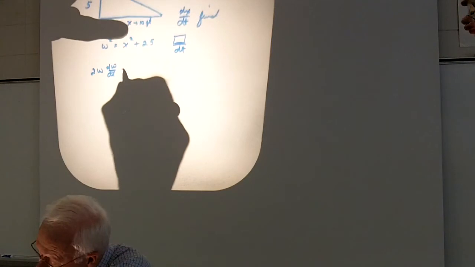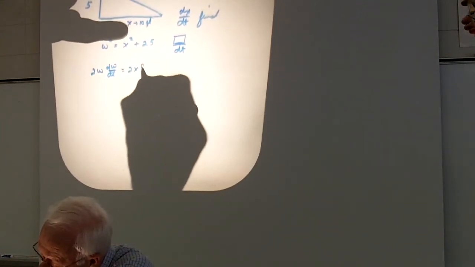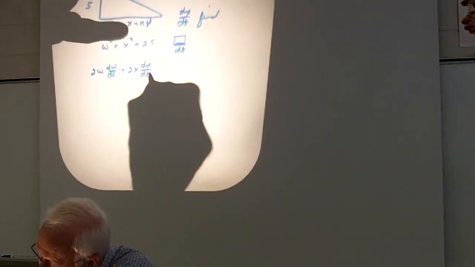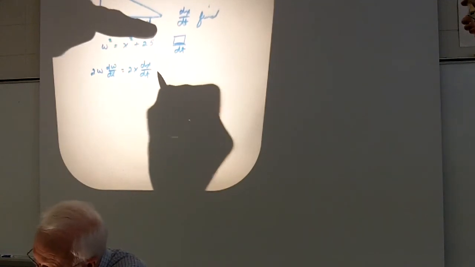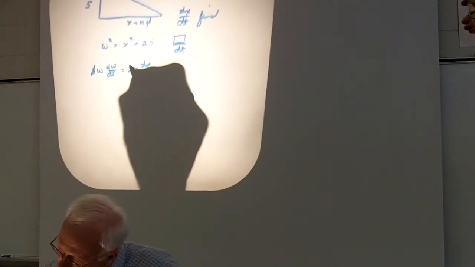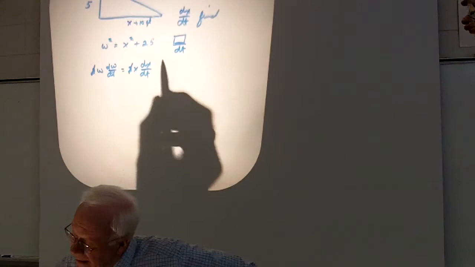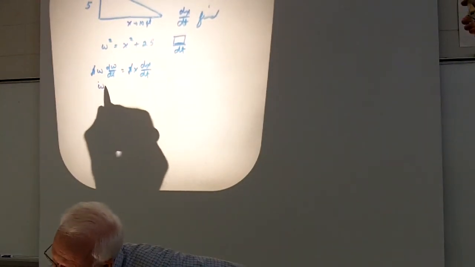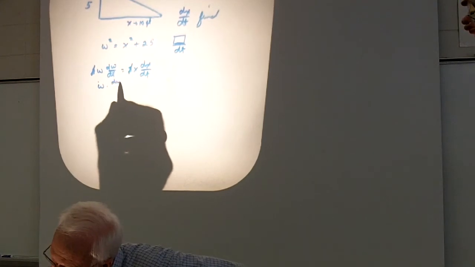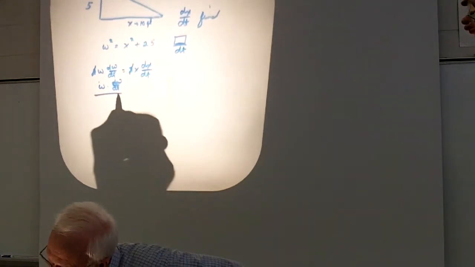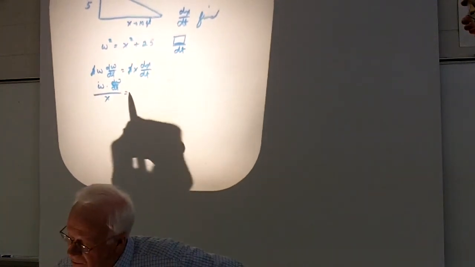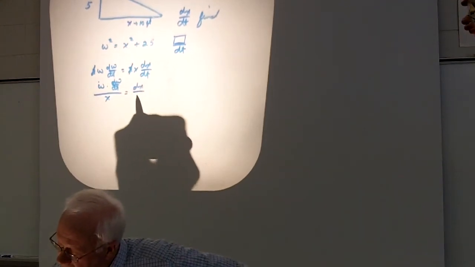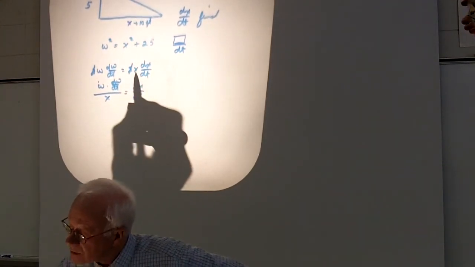This is going to turn into 2x dx/dt, and the derivative of this is 0. Now the twos disappear, and I'm looking for dx/dt. So I get w times dw/dt all over x as my answer. Wait, why did you do that? I just divided both sides by x.